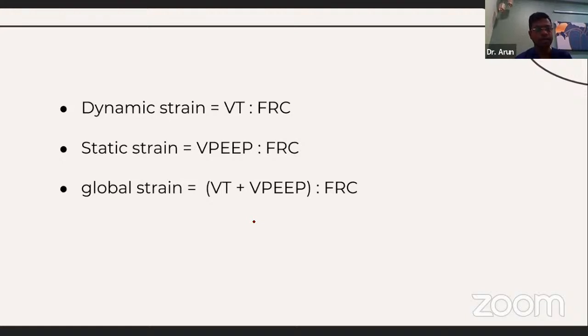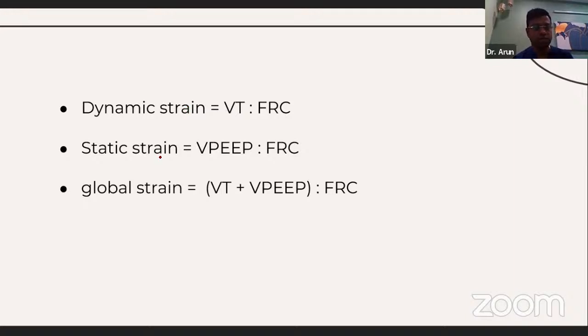So here we can divide it as dynamic strain, static strain, and global strain. Dynamic strain is equal to tidal volume divided by FRC. Static strain is equal to delta V divided by FRC. That means after applying PEEP, what is the volume change? That is the delta V divided by FRC. For the same value, dynamic strain is more harmful than static strain.